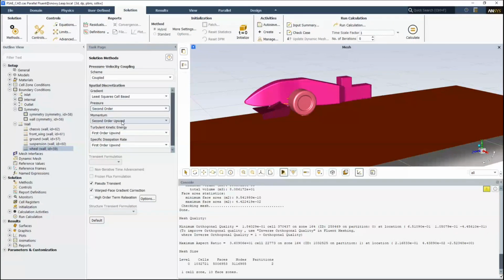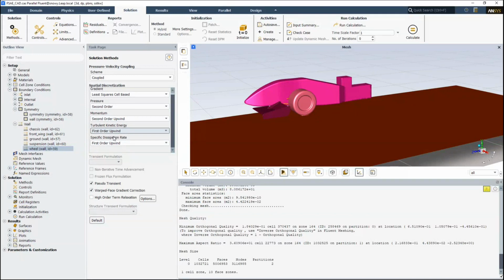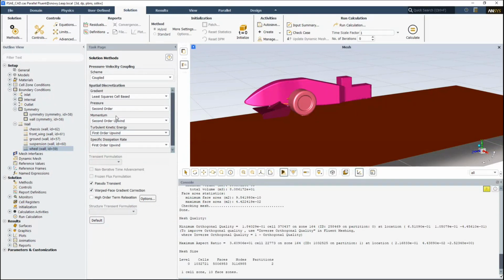Pressure, second order, momentum, second order, turbulence will generally come in at first order, and that's okay. So second order is slightly more accurate than first order. It gives a better representation of the gradient at that cell, and I'll go through that in some slides. I feel like it's a bit better to look at the slides rather than just explain it to you here. You get a bit of a better understanding of what we're talking about.